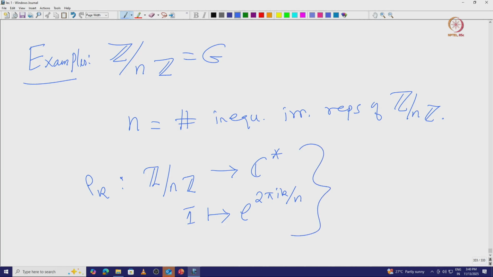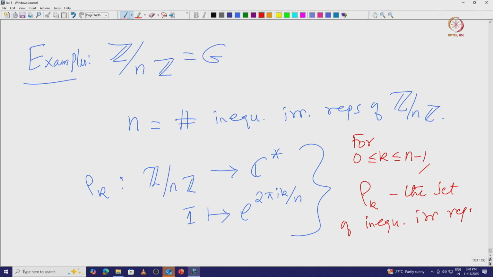I will leave it to you to check that these are actually inequivalent irreducible representations of Z modulo nZ, for k running from 0 to n minus 1. One can take it from 1 to n also, not a problem. So for k from 0 to n minus 1, these rho k form the set of inequivalent irreducible representations of Z modulo nZ.